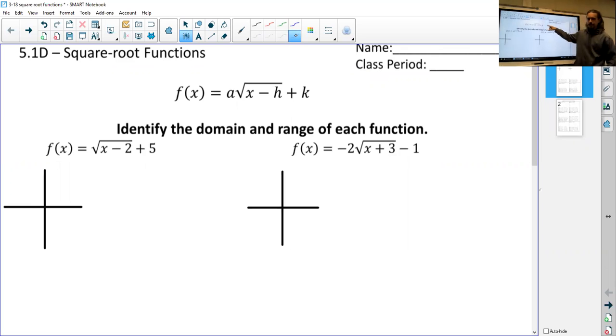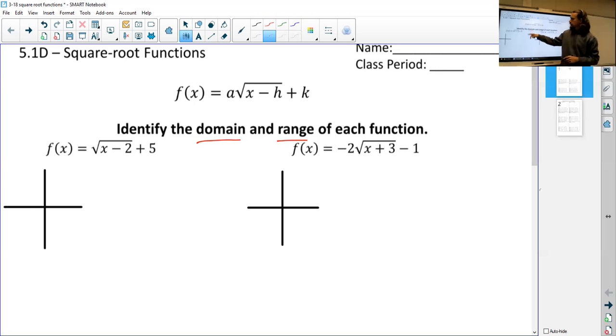So h and k are the coordinates of your vertex. And then a, same with quadratics. If a is positive, your function is going to open upwards. And if a is negative, it's going to open downwards. So we got a couple of functions here. We're going to sort of crudely graph them out so we can get an idea of what they look like, because what we want to know is what is the domain, what is the range.